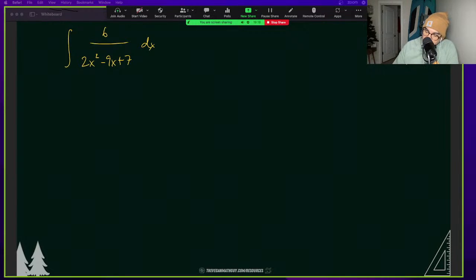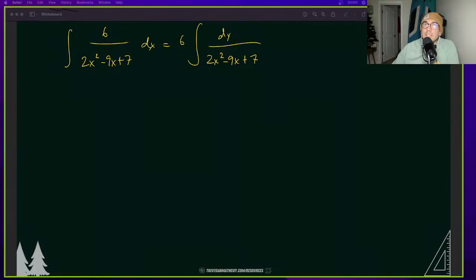Let's go ahead and move the 6 on the outside. 2x squared minus 9x plus 7. Eesh. And it looks like maybe some people might want to do u sub, but that's probably not going to be the best option. So what we're going to do is, let's do some partial fractions. I think this is going to definitely simplify or factor out.